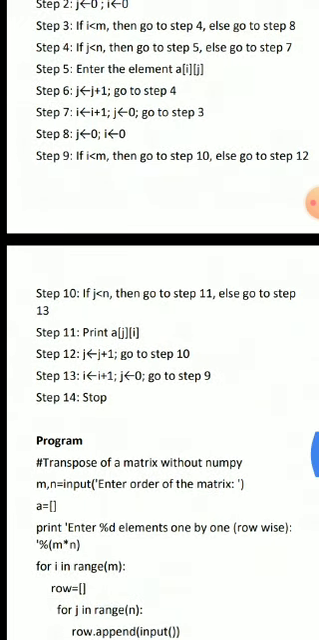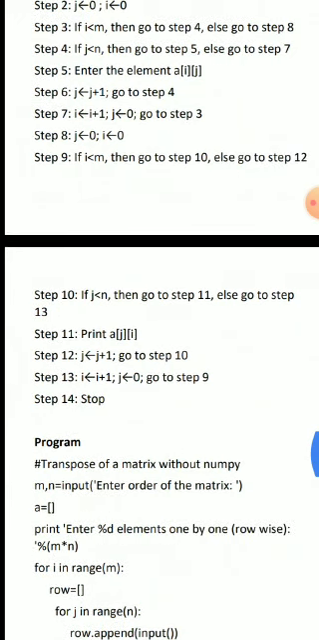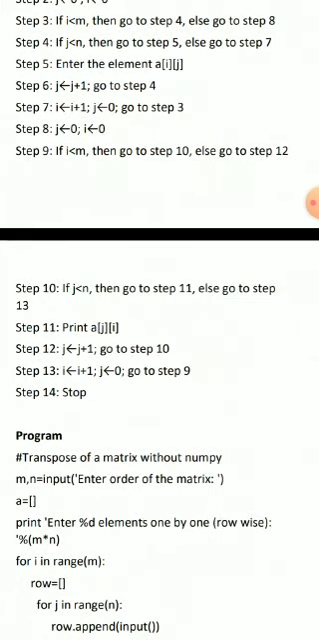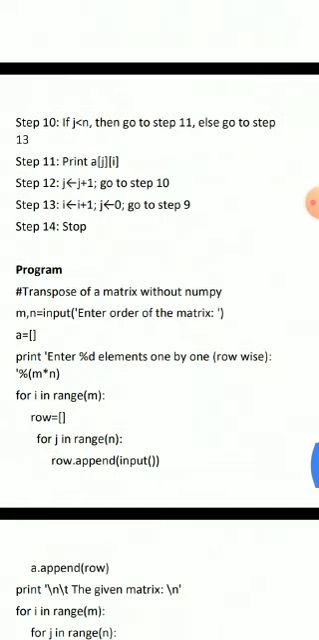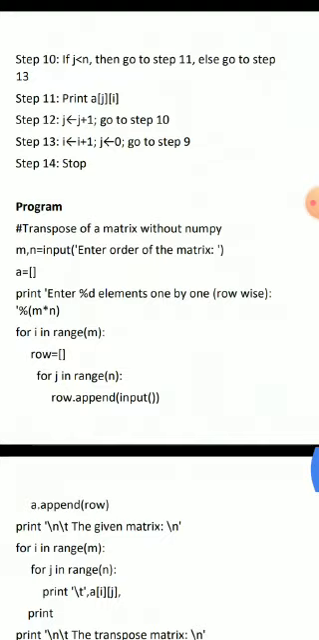0 tends to j and 0 tends to i. If i less than m, then go to step 10, or else go to step 12. Then if j less than n, then go to step 11, else go to step 13. The next step, print a, j, i. Then j plus 1 tends to j, go to step 10. i plus 1 tends to i and 0 tends to j, go to step 9 and then stop.